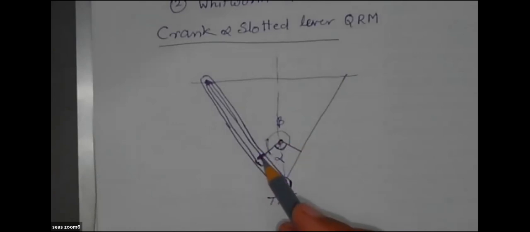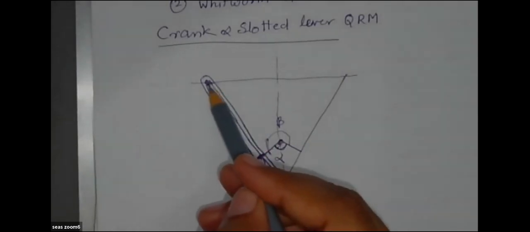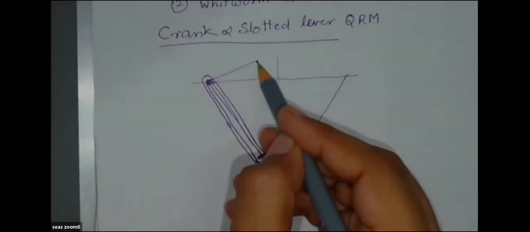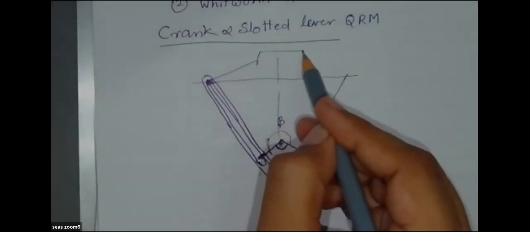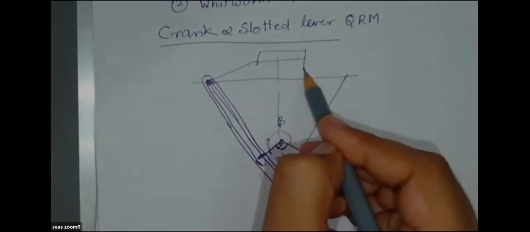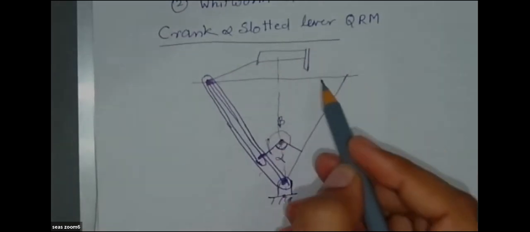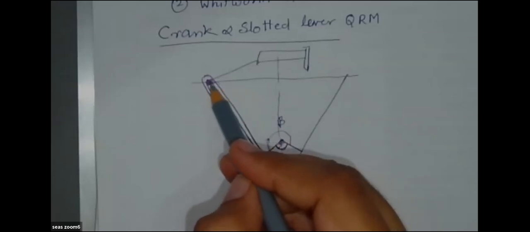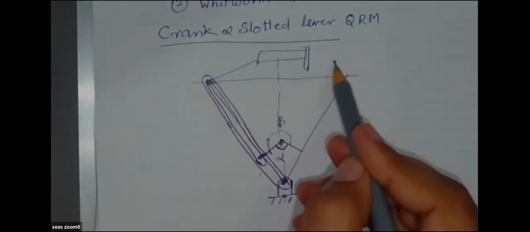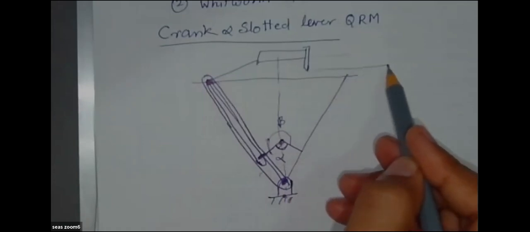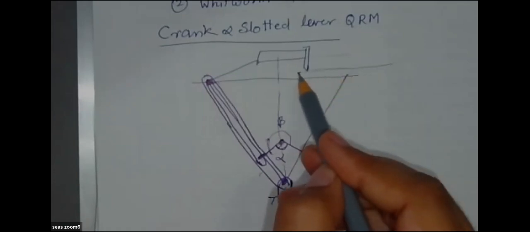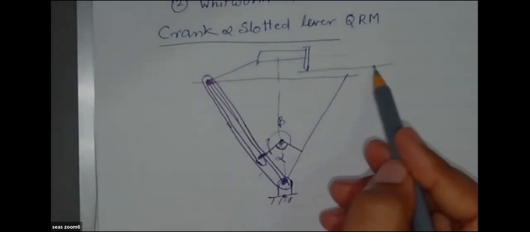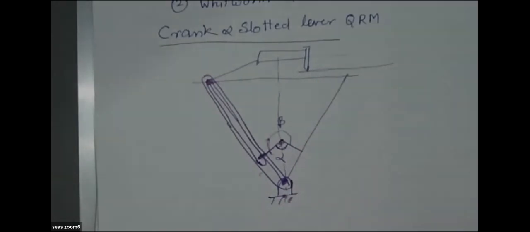And this rotates inside this slot. So this is the slotted lever, this is the crank. Here at this end, you can connect any cutting tool. And then when this point moves from this point to this point, this cutting tool goes into forward stroke and then comes back to its original point. Okay, so forward stroke, return stroke.